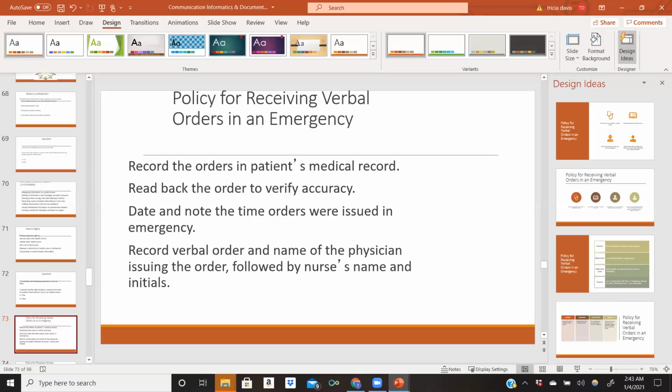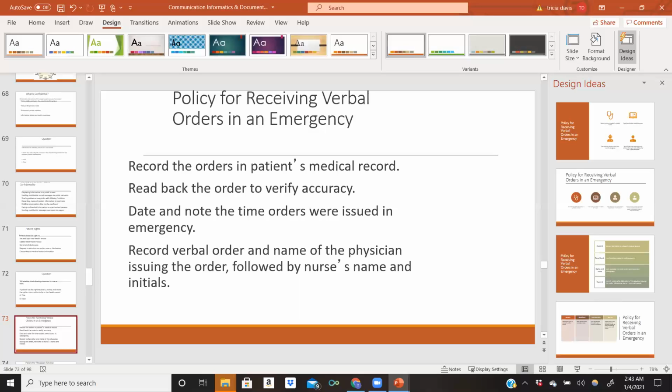So the registered nurse or the registered professional pharmacist who receives that verbal order is going to record the order in the patient's medical record. They're going to read back the order to verify the accuracy of the order. So the nurse is going to say, Dr. McDonough, I see that you ordered 25 milligrams of IV metoprolol IV push as a one-time dose to be administered right now for high blood pressure. The doctor will confirm the accuracy, whether or not you're accurate or whether or not it needs to be changed.